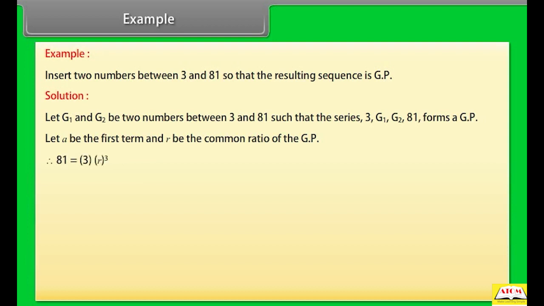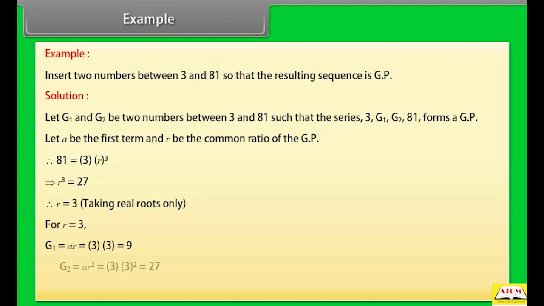Therefore, 81 is equal to 3 into R cube. It implies R cube is equal to 27. Therefore, R is equal to 3, taking real roots only. For R is equal to 3, G1 is equal to A into R is equal to 3 into 3, which is equal to 9. G2 is equal to A into R square is equal to 3 into 3 square is equal to 27. Thus, the required two numbers are 9 and 27.